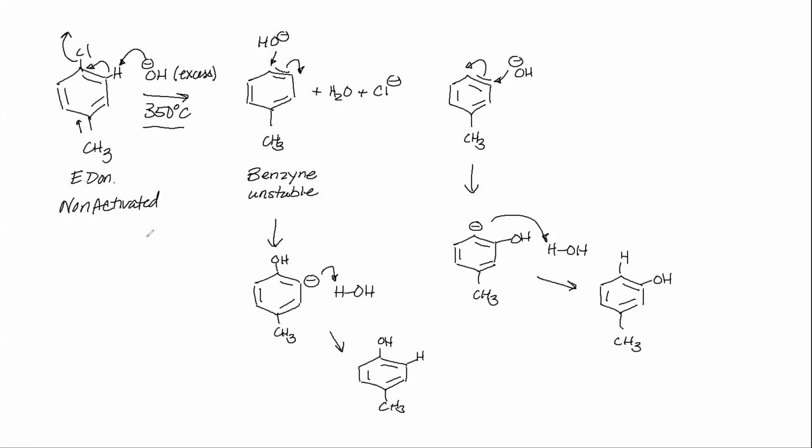So the idea is that when you have electron donating groups attached to the ring, it goes by this completely different mechanism. And you get a 50% mixture of para and a 50% mixture of meta. Will that always be the case? Yes, because there's nothing preferential about adding the OH to para or adding the OH to meta. They're going to occur at equal rates.